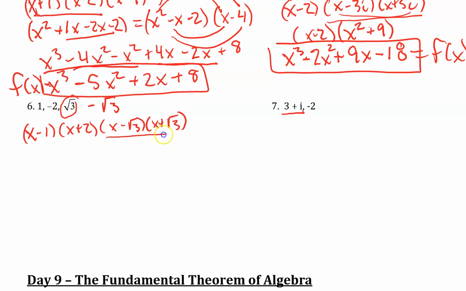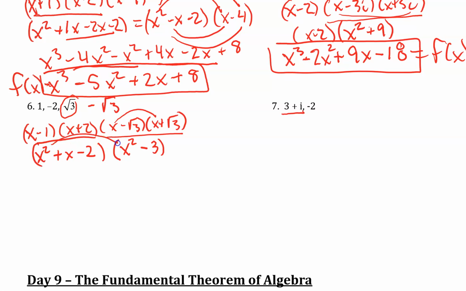I'm going to start on the right here and multiply these together. Again, those middle terms will go away. So I have x squared minus, negative times a positive is a negative, square root of 3 times the square root of 3 is 3. On the left, I have x squared plus x minus 2. I need to multiply these polynomials together.